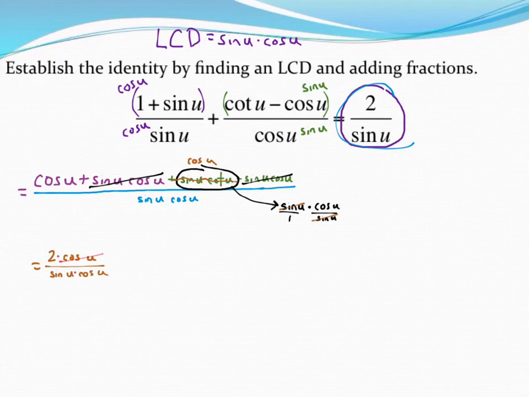I've got a cosine over a cosine, and just like that, we're now suddenly at the identity that we're trying to prove. I end up with just a 2 over a sine of u, which is where I wanted to end up. So I got to my goal. I've established that identity by adding some fractions together.